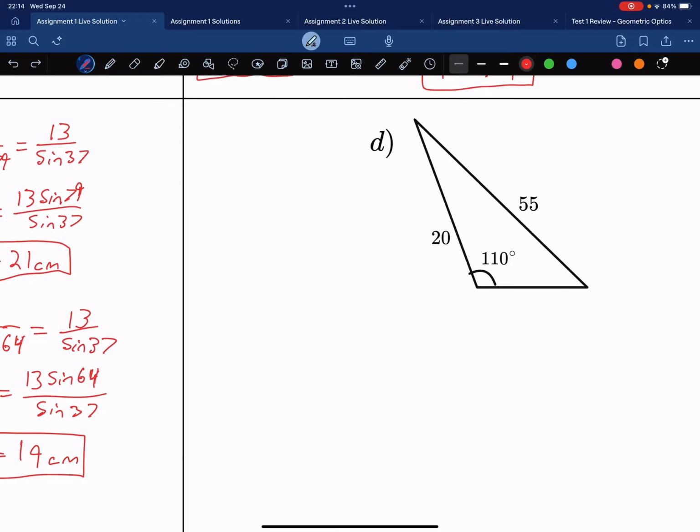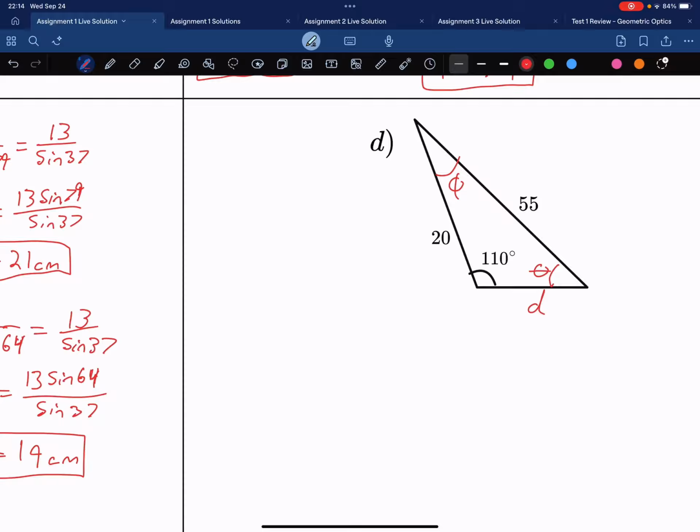I will call this side length D. That's what question we are on. Words are hard. Angle theta, angle phi. That's what we're looking for here. I will start by looking for angle theta, because that is opposite from the side length that I do know.